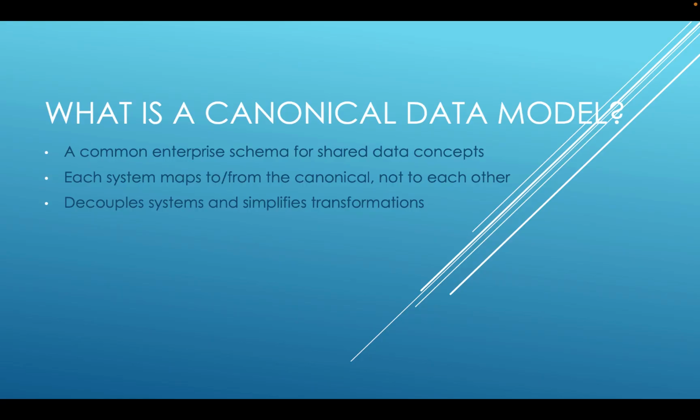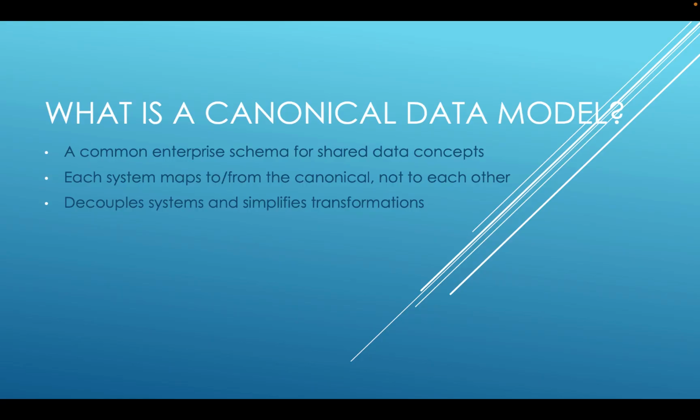A canonical data model defines a common structure and naming for shared business entities, things like customer, employee, asset, or work order. So these are generic models. Instead of every app translating directly to each other, they all translate to the canonical format. So we have a standard model in between the systems.